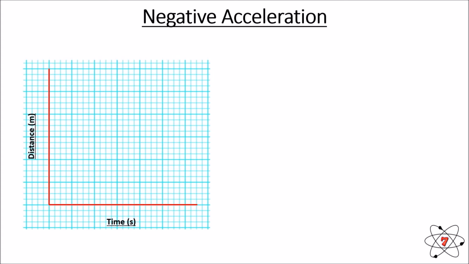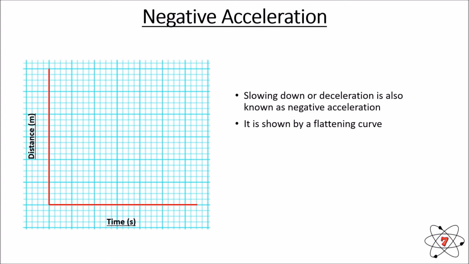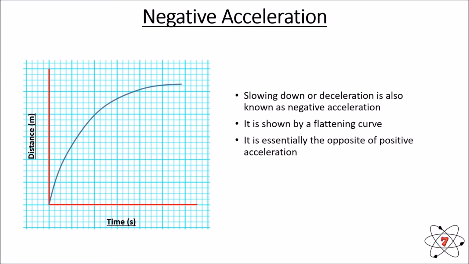Now we also know that negative acceleration is the same as slowing down. And this time it's shown by a flattening curve. So instead of the curve becoming steeper, the curve is becoming shallower, and it will eventually reach a plateau. So this is essentially the opposite curve that we see for positive acceleration.